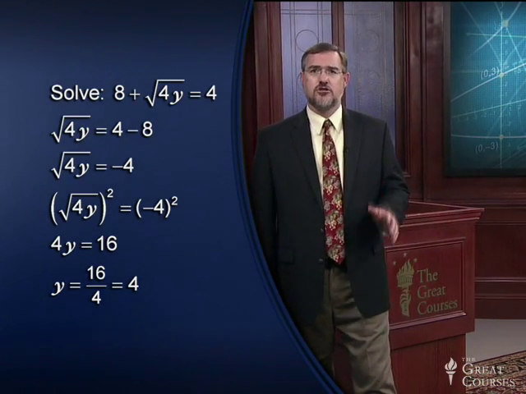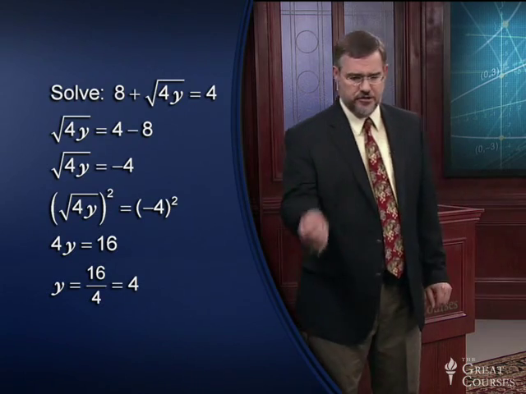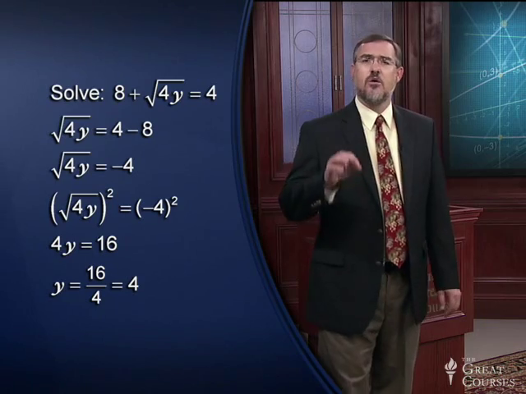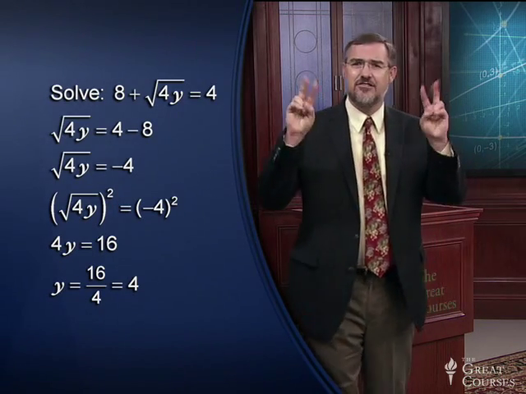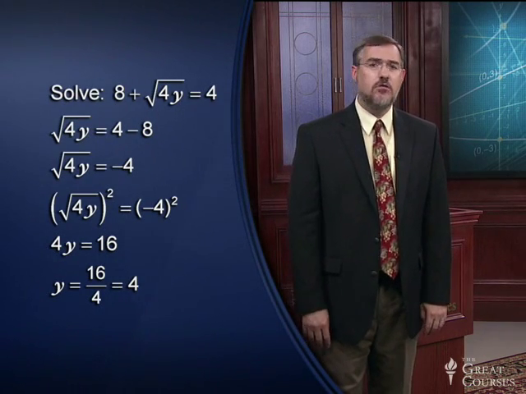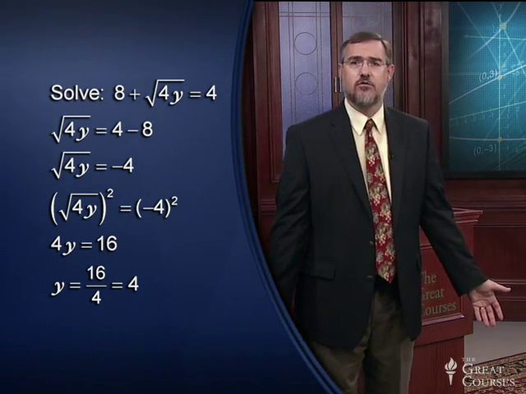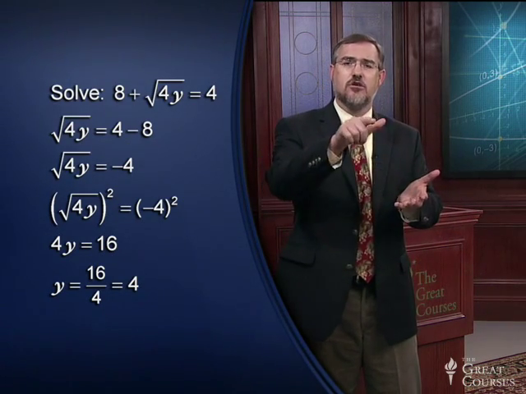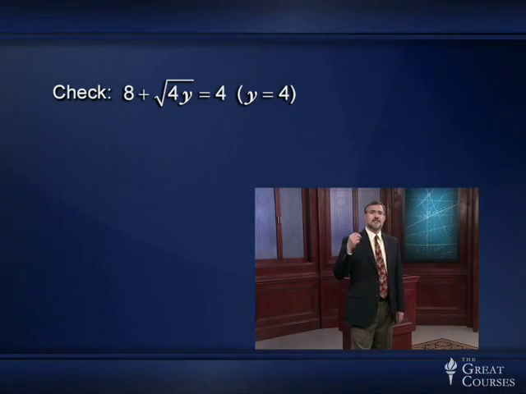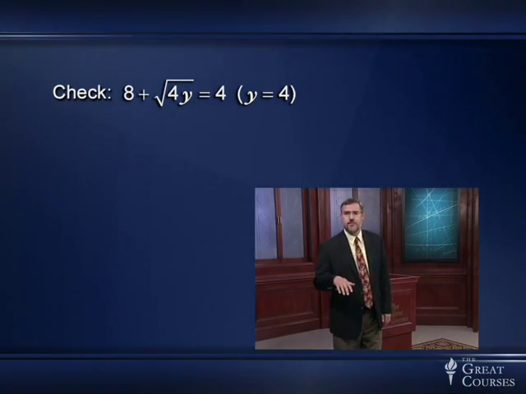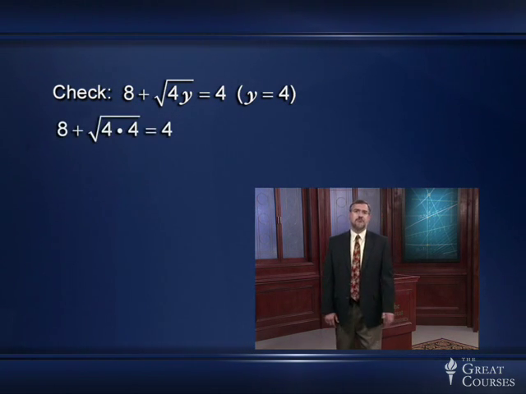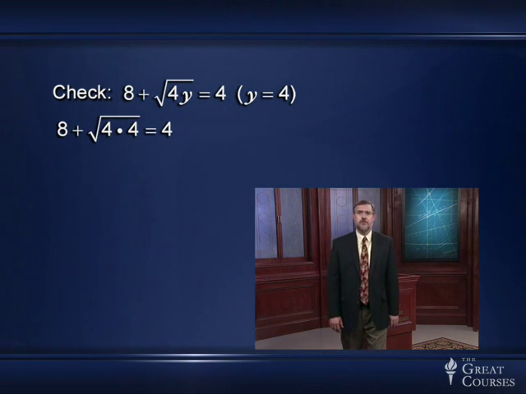Now, if we were foolish or in a real hurry, we would just stop and circle y equals 4 on our page, and we'd move on. But that would not be a wise choice. We should think of y equals 4 as a candidate or a possible solution for the original equation. The only way to know for sure whether y equals 4 is a solution is to plug it back into the original equation and see if we get a true statement. So let's do that. Go back to 8 plus the square root of 4y equals 4 and plug in 4 for y. Well, you're going to get then 8 plus the square root of 4 times 4 equals 4.